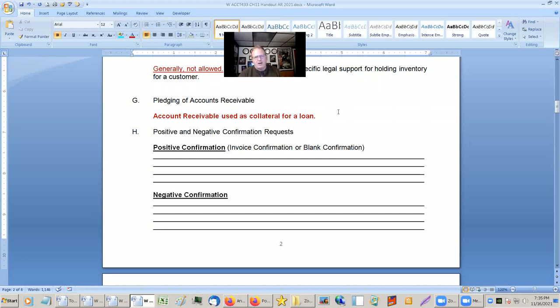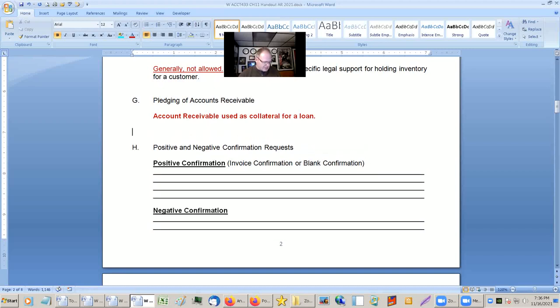You also have one that you have to be careful of: people may have actually sold the accounts receivable. And that is a trickier thing because even though they may have the accounts receivable on their books, they've actually sold the accounts receivable to a bank or some kind of financial institution. So selling the accounts receivable means that they no longer exist.